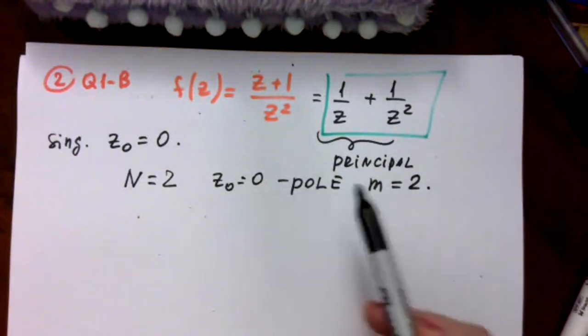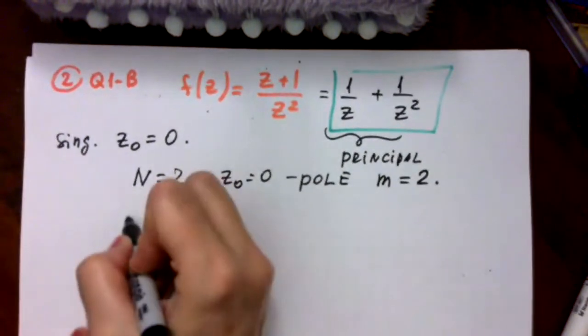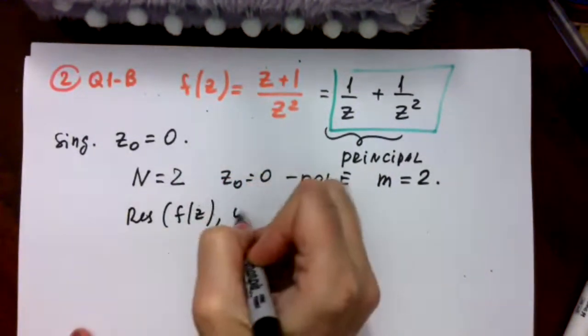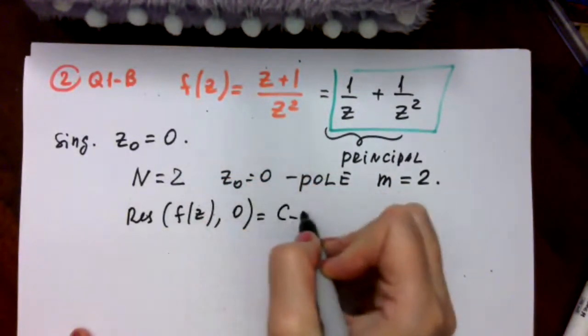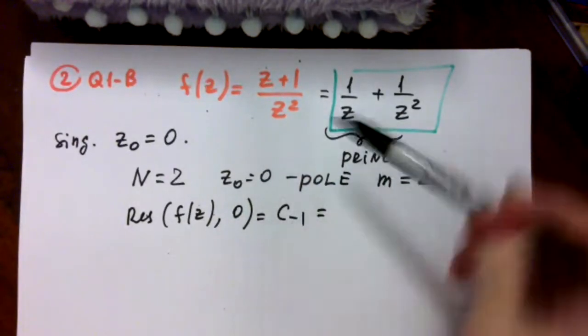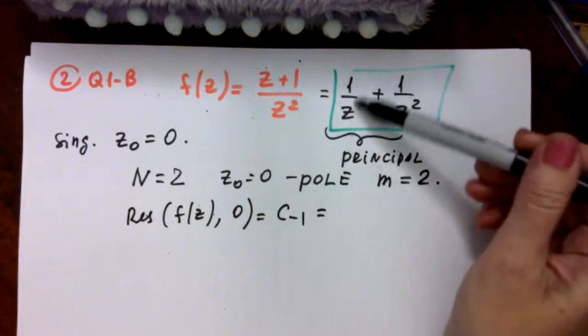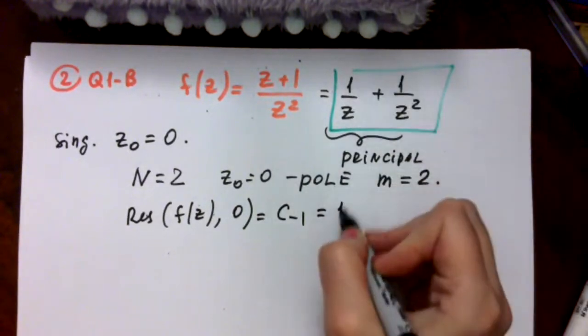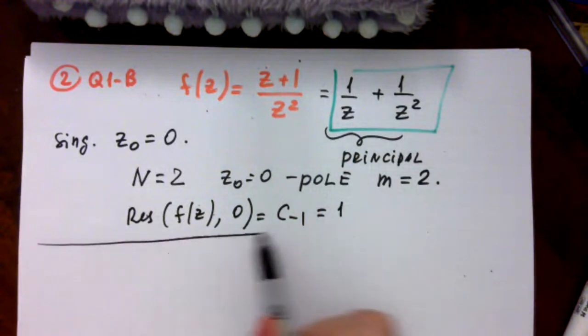So look at this, how easy it was. What about the residue now? The residue of our function f of z at point 0, what can it be? Again, according to the definition, this is the coefficient in front of 1 divided by z. And this time we do have a term which looks like 1 divided by z. What is the coefficient in front? 1, of course. So our answer, the residue, is equal to 1.